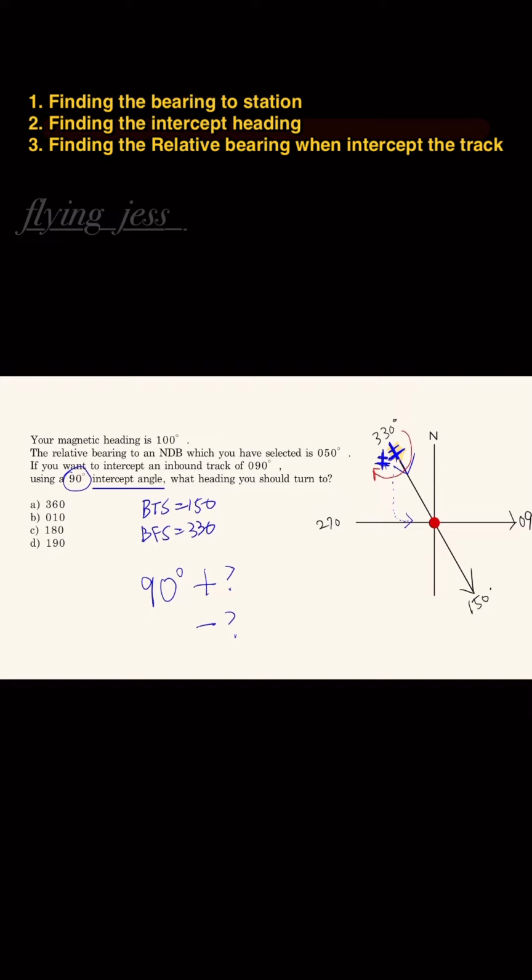That means I need to add, but from where? Add from the track I want to intercept, which is inbound track 090. 90 plus 90 is 180. So the answer is 180, simple.